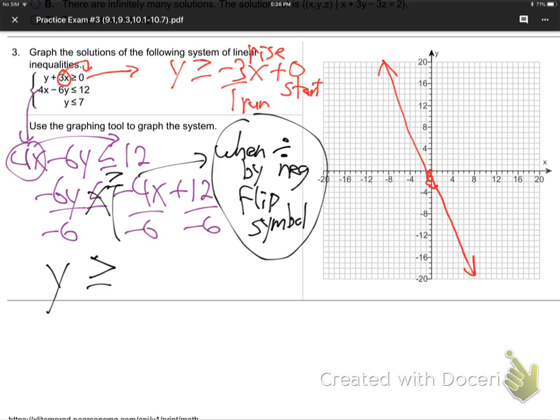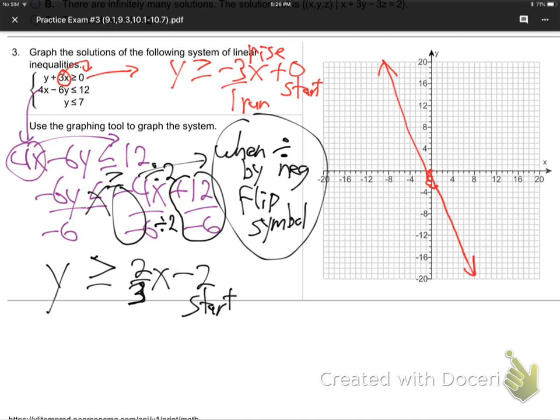Now, right here, two negatives cancel. 4 over 6, divide top and bottom by 2, be 2/3 x. And here, positive over negative is negative 2. So we start at negative 2. So come over here and start right down here at negative 2. And then we rise over run. So go up 2 over 3, 1, 2, 3 right there. So it's going to be like that for the second one.